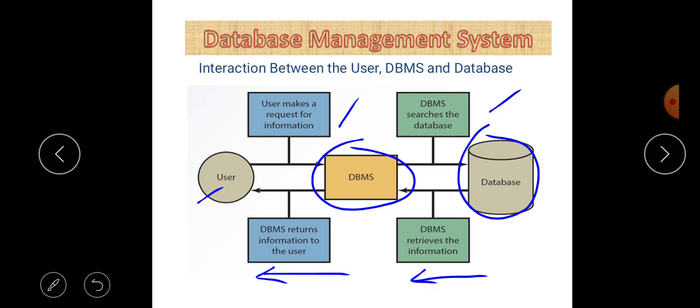Basically we can say that the user sends a request to a DBMS to search for a particular type of information or data, then DBMS searches in the database, meaning the software searches in a database, and if there is data according to the user search, then DBMS finally retrieves that information or data and gives it to the user. So that is the whole functionality of the system. Three main parts are here: user, DBMS, and database.